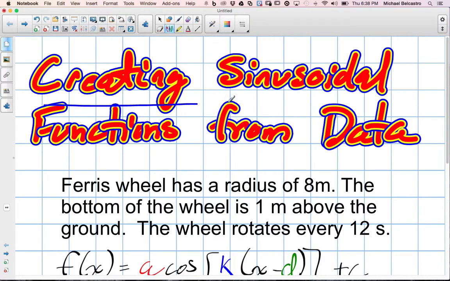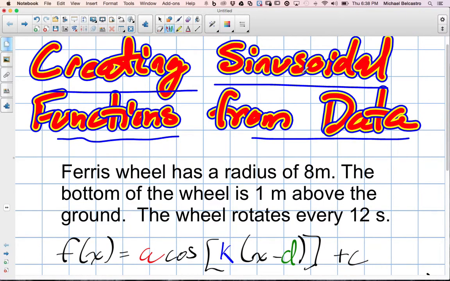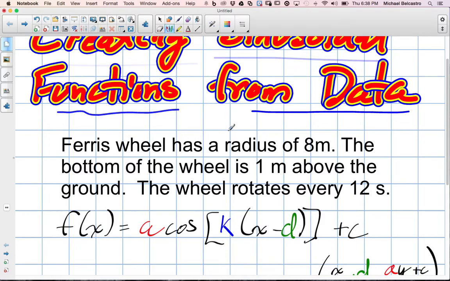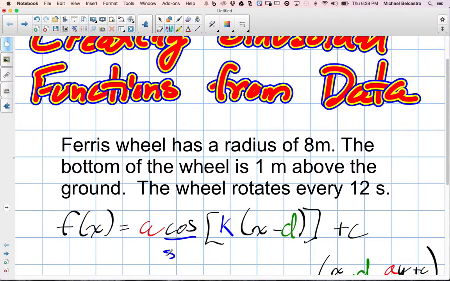All right, we're going to look at creating sinusoidal functions from data. And we have two major ways to draw a sinusoidal function. Actually, three. You could technically include a tan function. But we're going to focus on cos and/or sine. And for this example, we'll specifically look at cos.